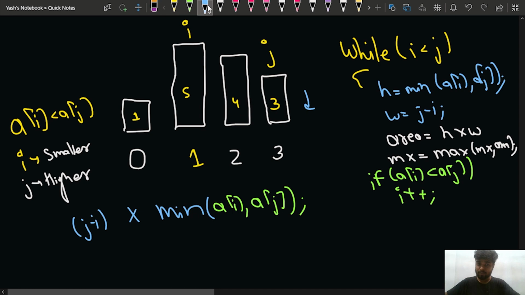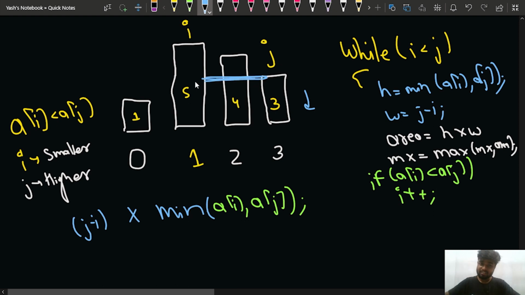So if I get someone having height 3, or someone having height greater than 3, then I'll be able to store this much amount of water, correct? So my height can either decrease or remain the same. If it decreases, then my area will decrease for sure. But if the height of the ith pillar is bigger than the height of the jth pillar, then I'll be able to store at least this much amount of water.